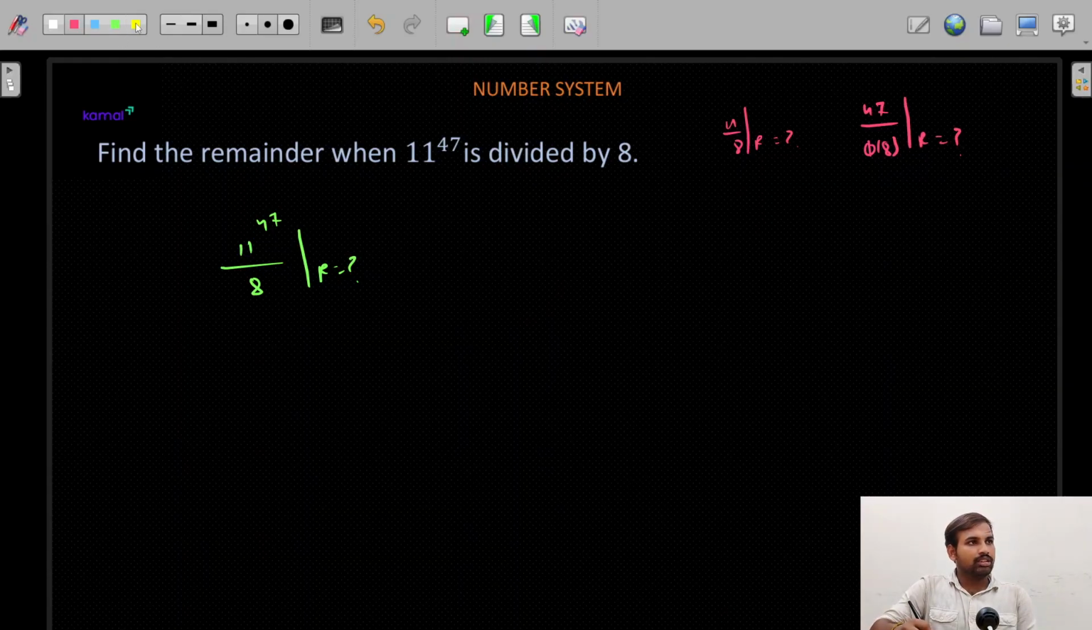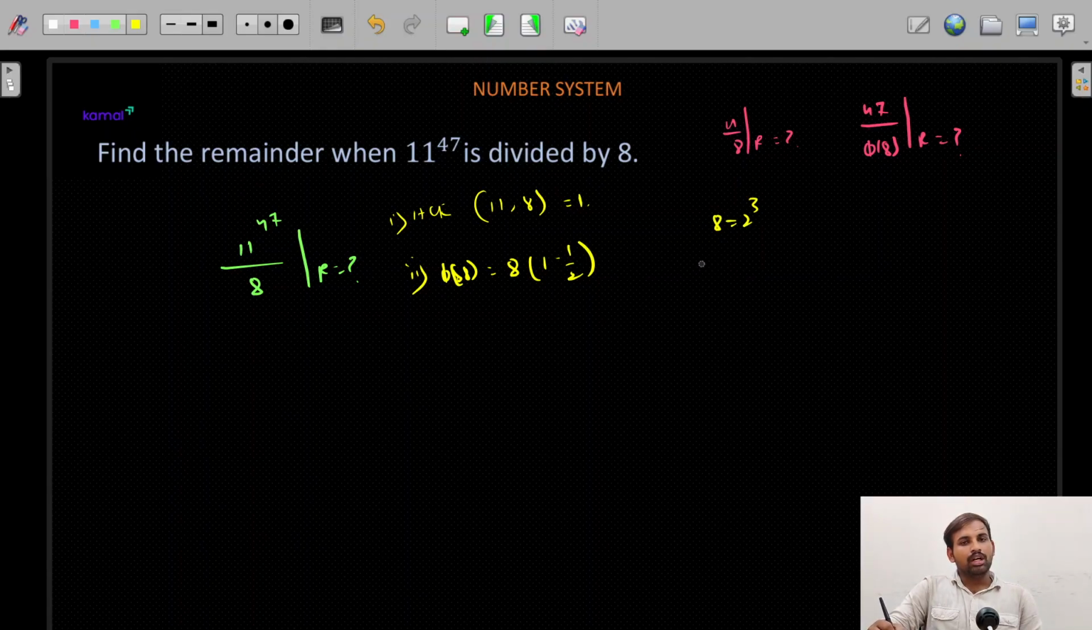The main reason for that is the 8 and 11, the highest common factor is 1. And we'll find the psi of 8 is equal to 8 into 1 minus 1 by 2. Why am I directly doing this? It is 2 cube, so only 2 is the prime base for 8. It will become 8 into 1 by 2, which is equal to 4. So now I will just perform the math.